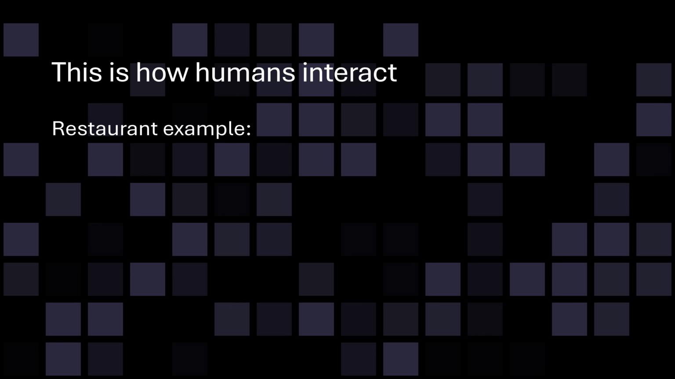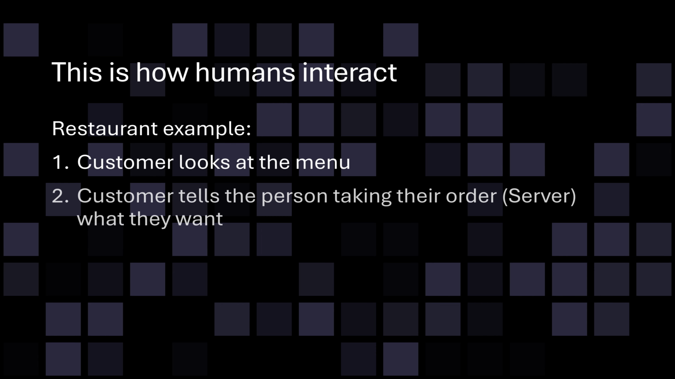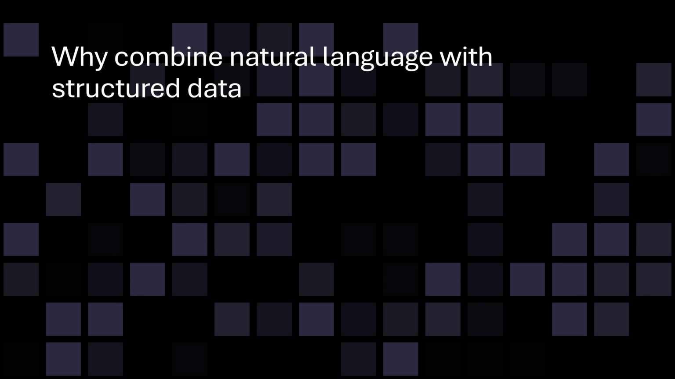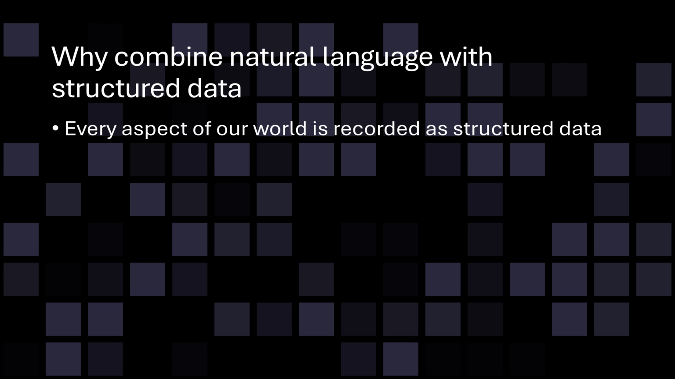This is how humans normally interact. So in a typical restaurant, the customer looks at the menu, the customer tells the person taking their order what they want, and then the server reads back the order, and the customer makes any changes and confirms the order. So why would we combine natural language with structured data?